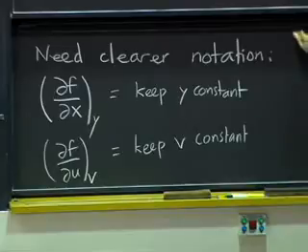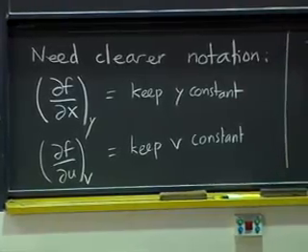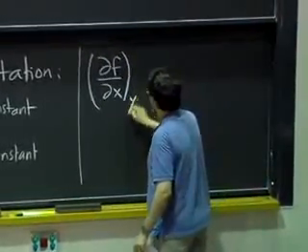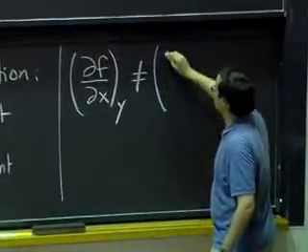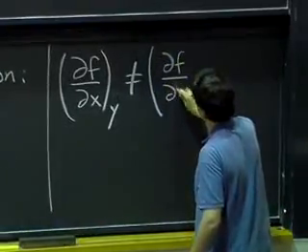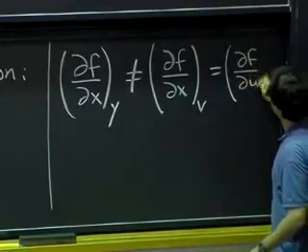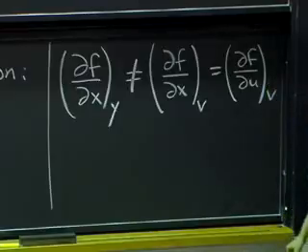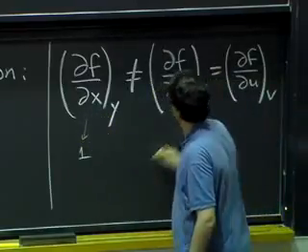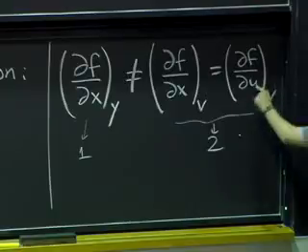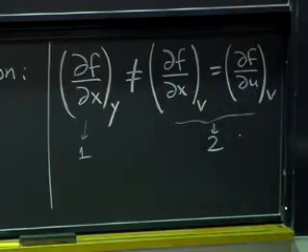Now we no longer have any contradiction. We have partial f over partial x with y constant is different from partial f over partial x with v constant, which is the same as partial f over partial u with v constant. So this guy is 1, and these guys are 2. Now we can safely use the fact that x equals u if we are keeping track of what is actually held constant.